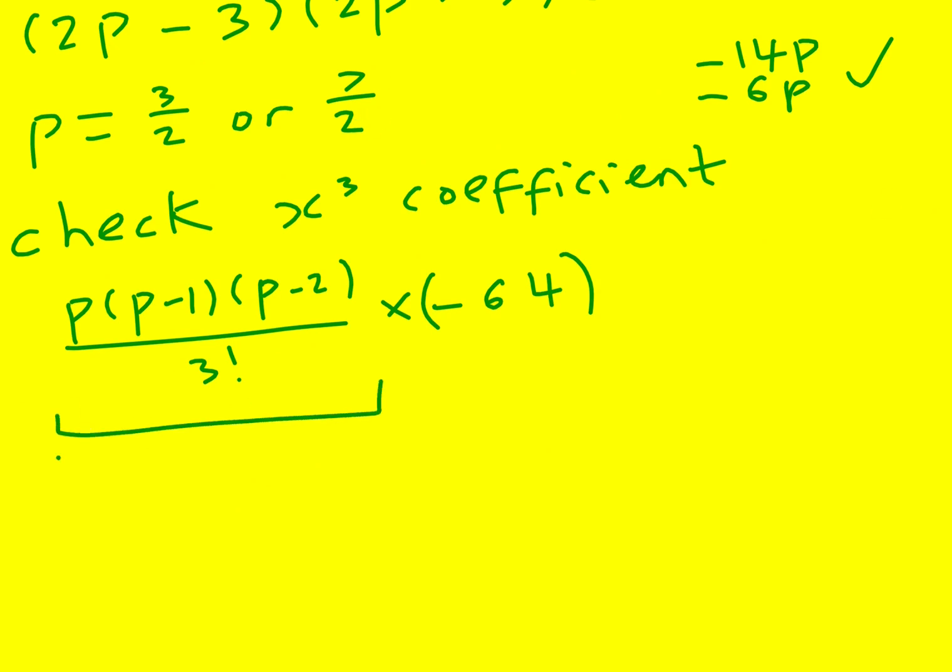So this is greater than 0. I don't actually need to calculate it. 7 over 2 is 2.5. So this will be positive for p is 7 over 2, which means the coefficient will be negative, which isn't going to work. Let's just check with 3 over 2. With 3 over 2, this is positive, but this would be negative.